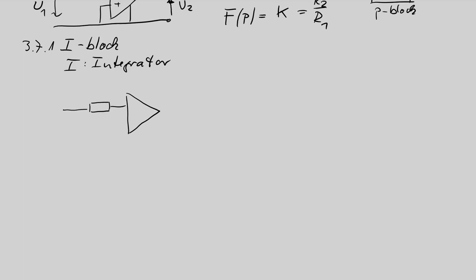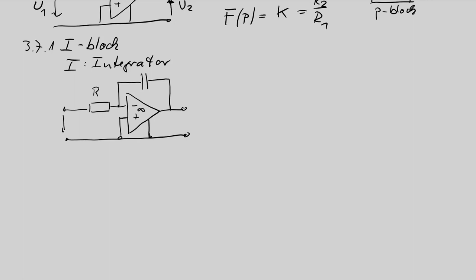We assume also the ideal operational amplifier. The input resistance is unchanged. Then we can call it, of course, R without index. And the feedback impedance now is a capacitor. This amplifier circuit behaves like an integrator. The plus input is grounded.